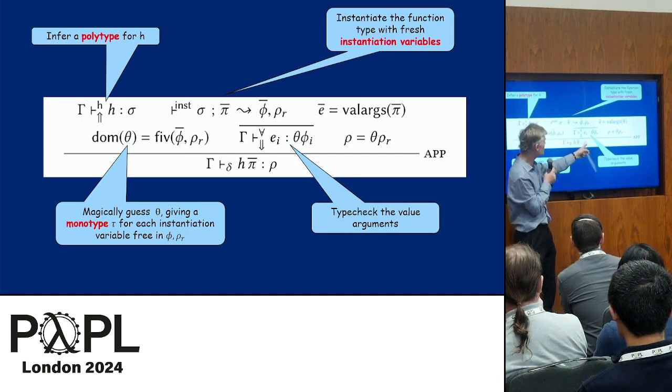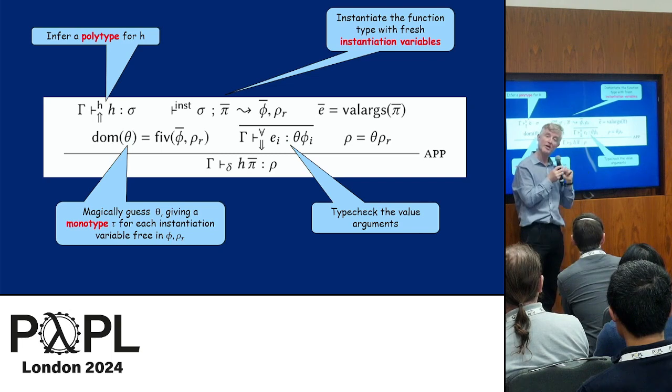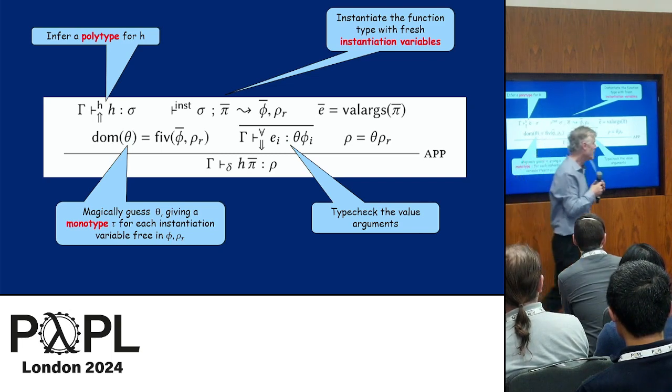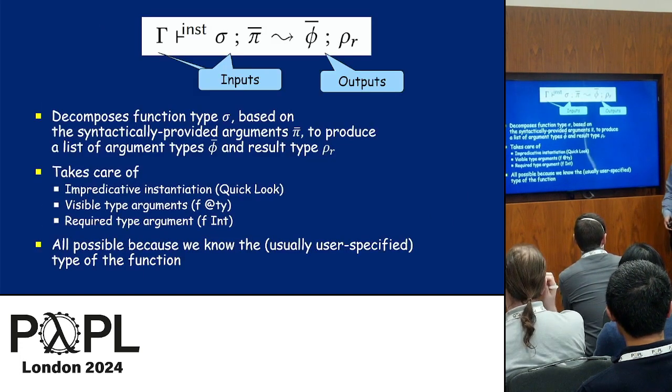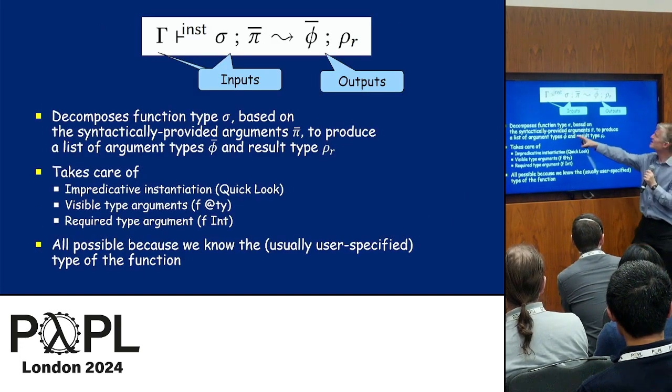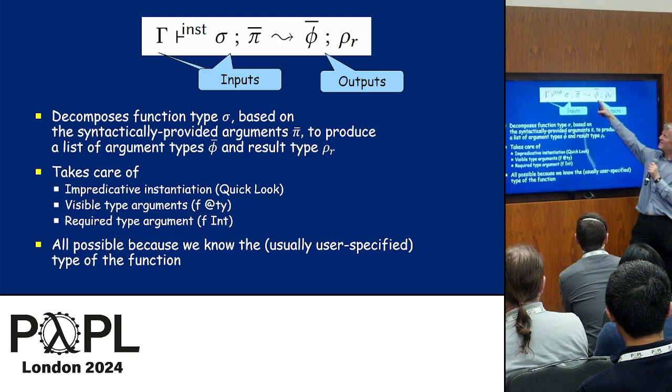And finally, you have to check that the result type row here matches up with rho R. Easy, right? So then all of the fancy footwork occurs in the instantiation judgment. What does it do? Well, it takes this type and these arguments, and it gives you the argument types phi and the result type rho, and it takes care of all these required arguments and visible.